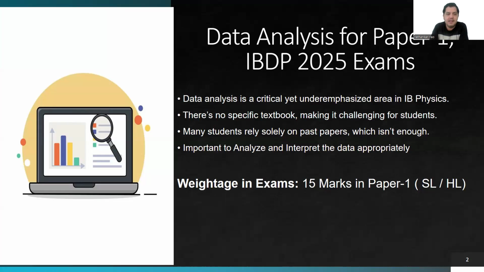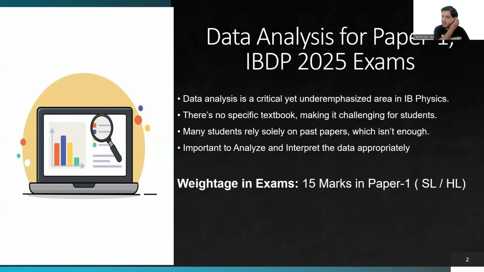In fact, this part of the paper was already there in your previous curriculum also, from the very beginning. We had this in paper 3. Now paper 3 has been removed and we directly have only paper 1 and paper 2. So there are no specific textbooks, making it very challenging for students.